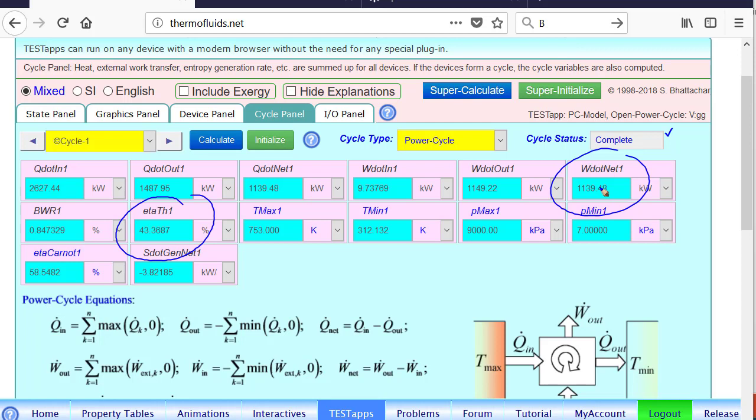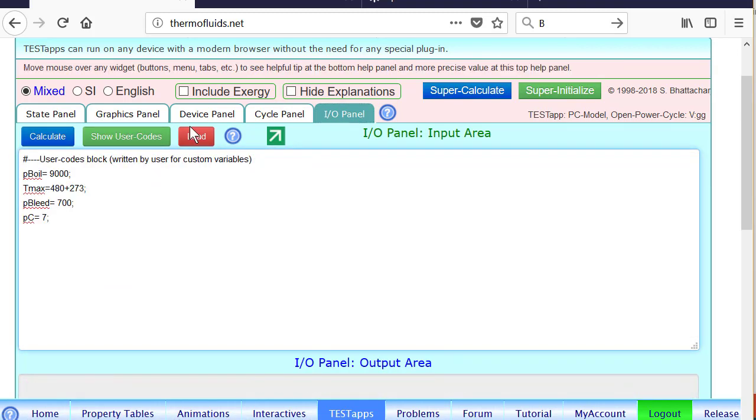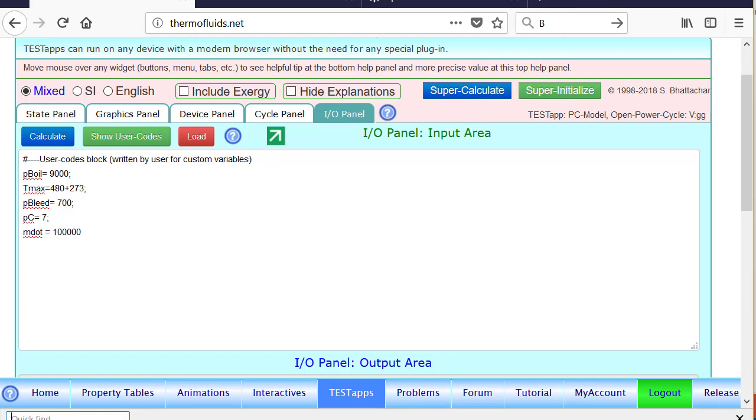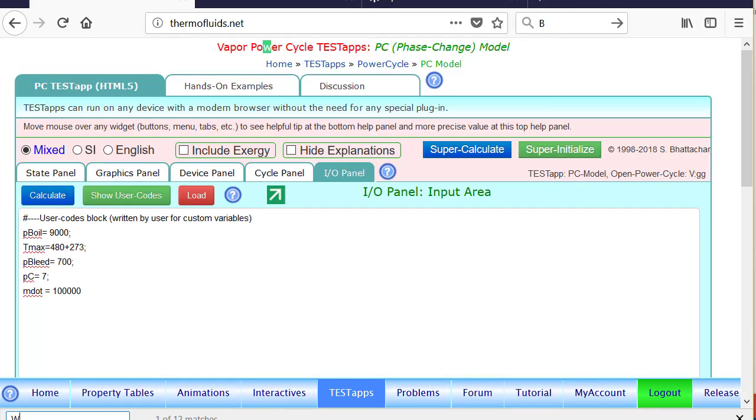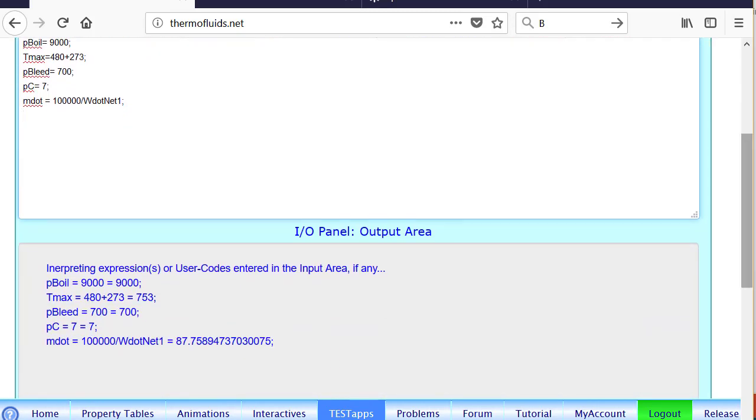So let's go and do so in the I/O panel. Let's isolate our equation. So our mass flow rate, suppose we call it m dot, must equal what? 100 megawatt means 100,000 kilowatt divided by W dot net 1, that is the variable name, and that should produce the mass flow rate right here, 87.75 kilograms per second.